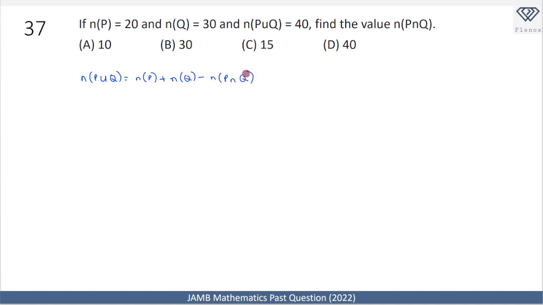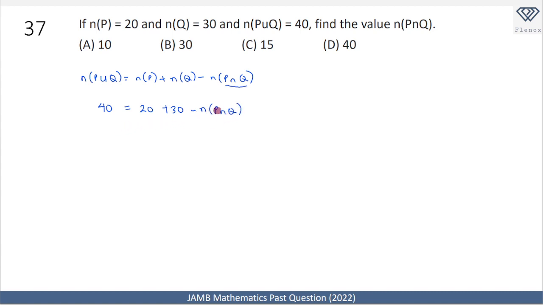Now I can go into a detailed explanation of how these sets work, but I will not do that here, because I would like you to go to our videos on sets to really understand a more detailed explanation. Doing that now is going to make this video unnecessarily long. So we can just substitute to find the value of n of p intersect q. So p union q, we have been told, is 40, equal to the set of p, which is 20, plus the set of q, which is 30, minus, this is what we're finding, the set of p intersect q.